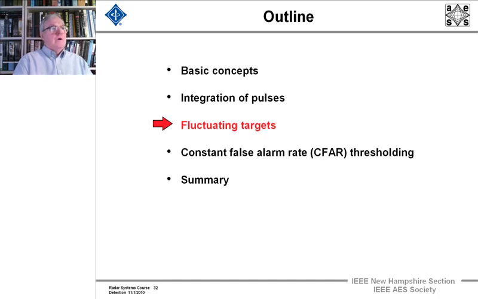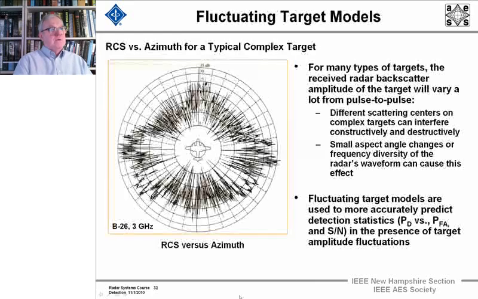Now we're going to go on to fluctuating targets and then constant false alarm rate thresholding, adaptive thresholding. Okay, now to fluctuating targets. To let you know that targets really indeed do fluctuate and they're not like spheres, we show here on the left the cross-section, RCS, of a B-26, a World War II bomber at S-band, 3 gigahertz.